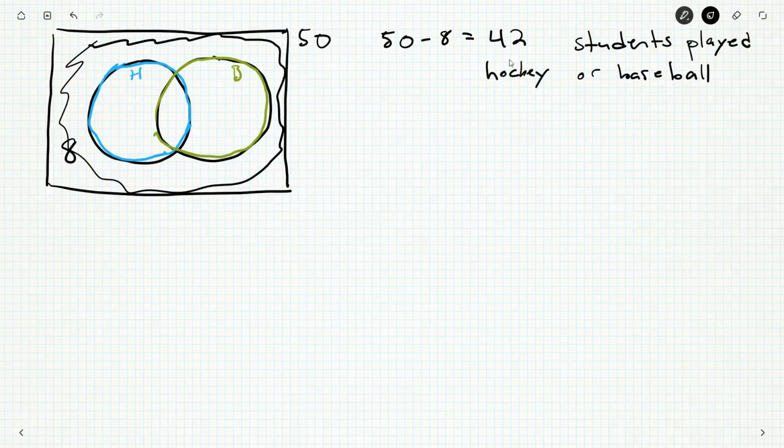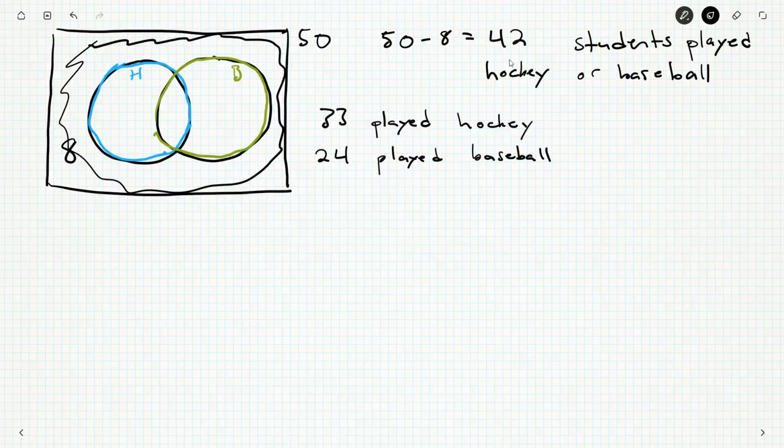Okay. Now, we've got 33 students who say they've played hockey. We've got 24 who played baseball. So those should be the total numbers in these circles here. But if I add them up, I notice I've got 57, and that's way more than 42. What's going on here? Well, there's this overlap of people who played both hockey and baseball who are counted as part of both groups.